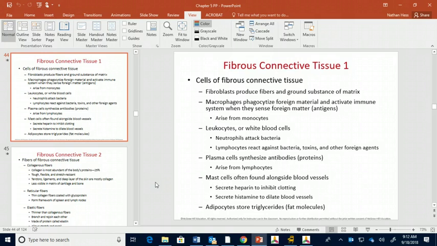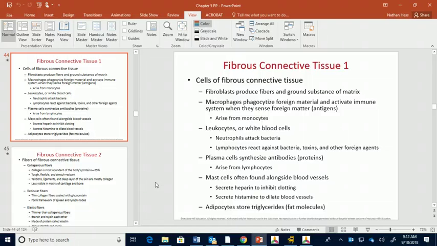Plasma cells. Plasma cells produce antibodies. What are our antibodies? Do you remember? Okay, sure, these are part of your immune system, right? So these are the things that attack these foreign cells that come into our bodies as well, a whole nother system. And those are produced by the plasma cells.